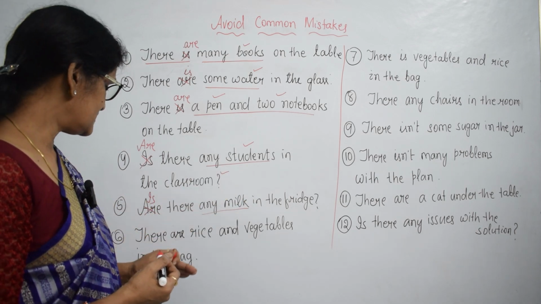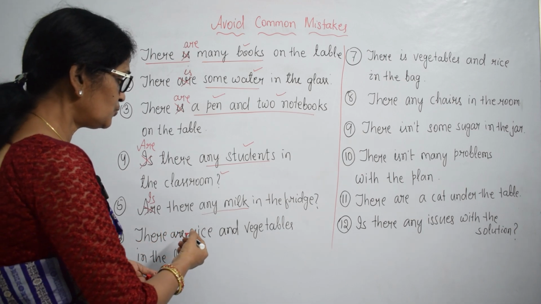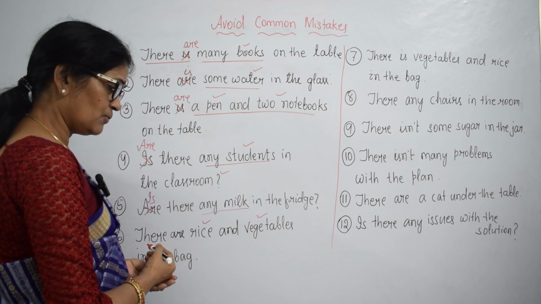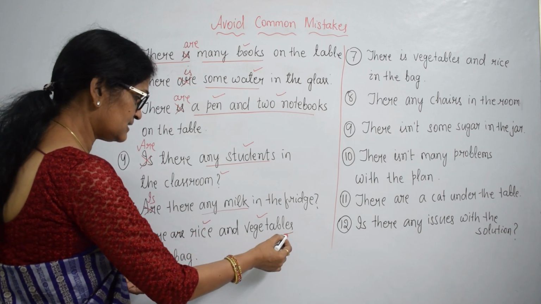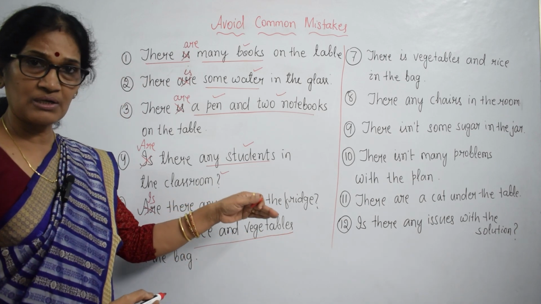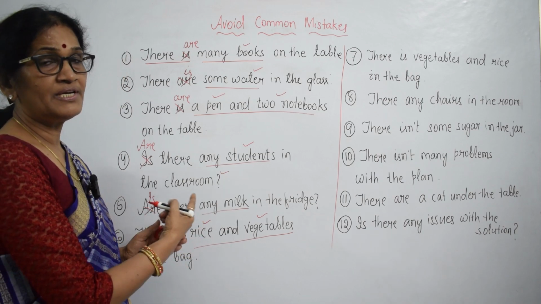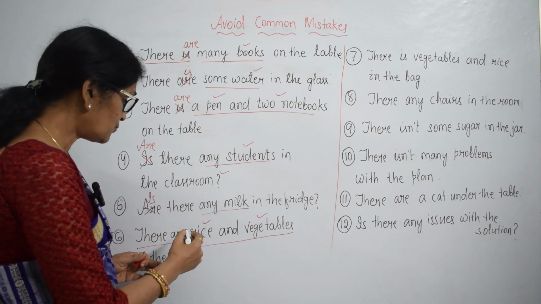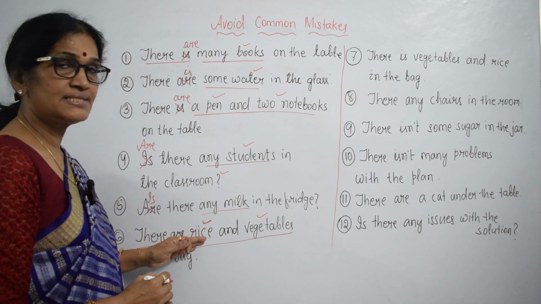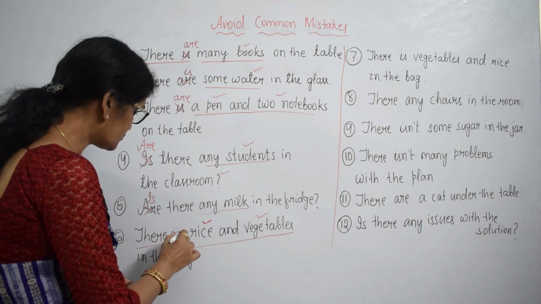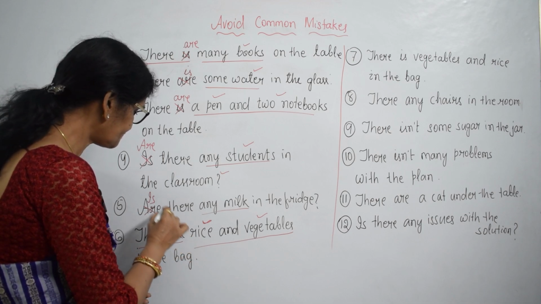"There are rice and vegetables in the bag." Two nouns. One is uncountable, another is countable. Okay. When the subject is a mixing of countable and uncountable nouns, the structure follows the noun immediately after it. So, which is the noun here? Rice is the uncountable noun. So, as per the uncountable noun, we should use the structure there is.